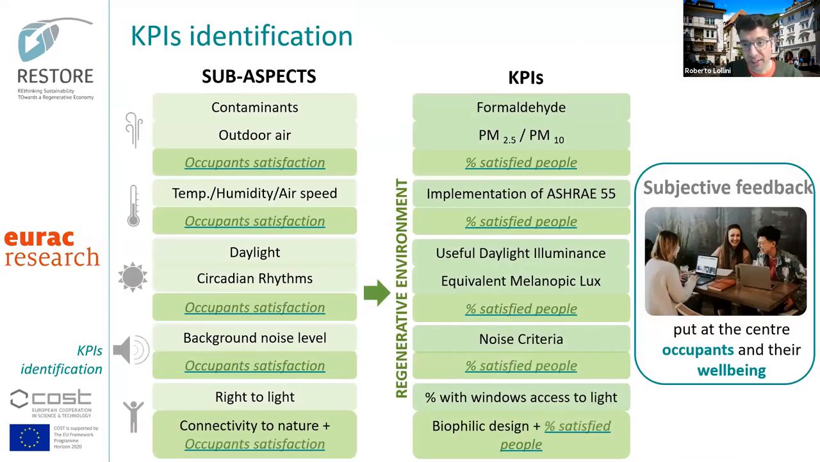For each sub-aspect, we defined the KPIs, and for the occupants' satisfaction, the KPI is the percentage of satisfied people. So this is always the same, and was also referred to different aspects of the indoor environmental quality. And for what I defined as objective evaluation, we defined key performance indicators that are very precise and quantitative. You can see them in the slide, and you can also see them in the booklet we defined at the end as the final output of our work.